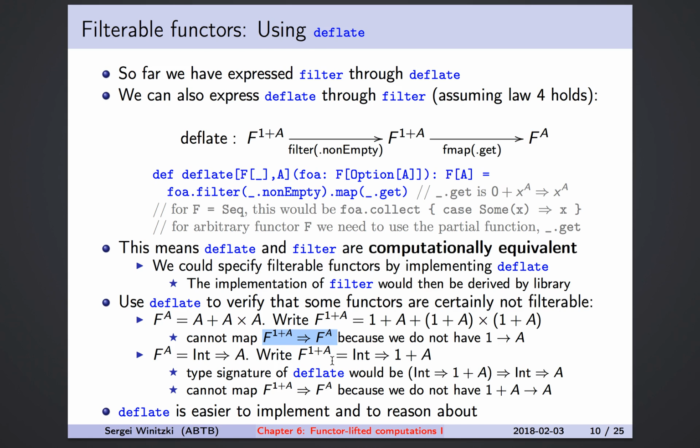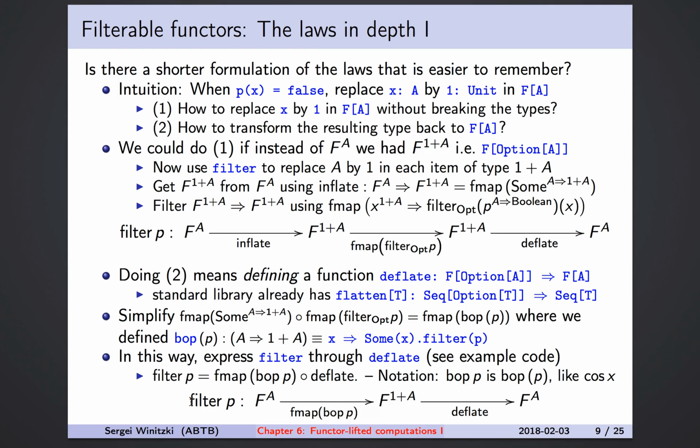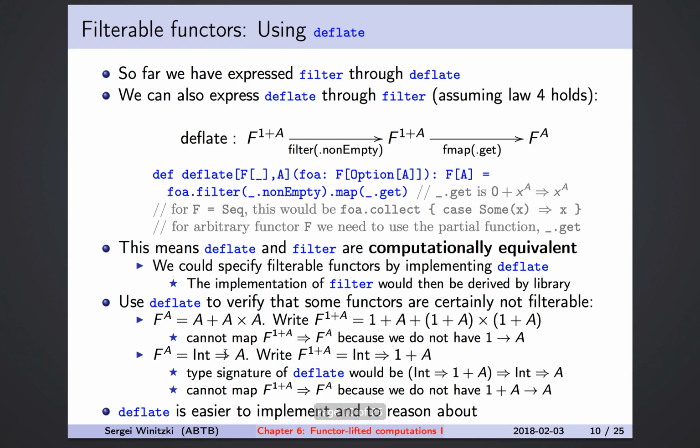Since we cannot implement deflate, we could not possibly implement filter either, because, as we know, filter is expressed through deflate, like this. Another example is this functor. This functor is not filterable. How do we see that?